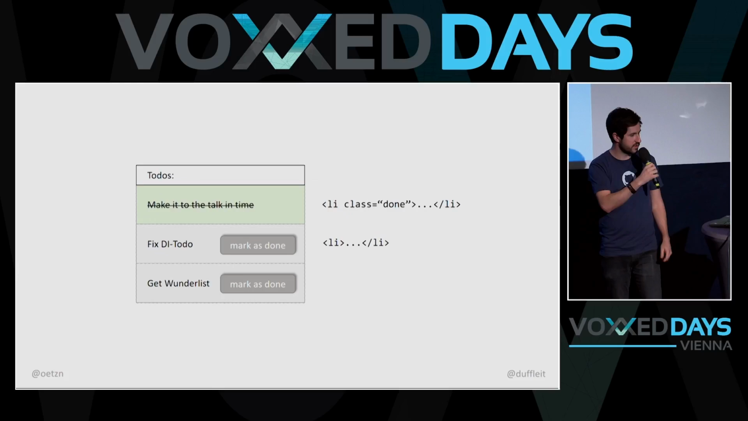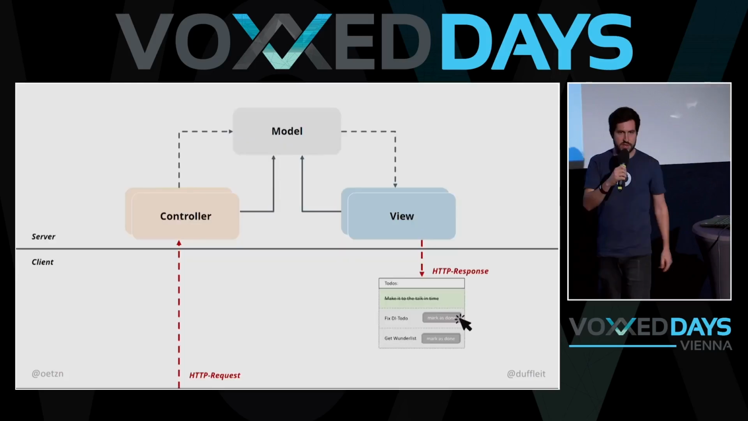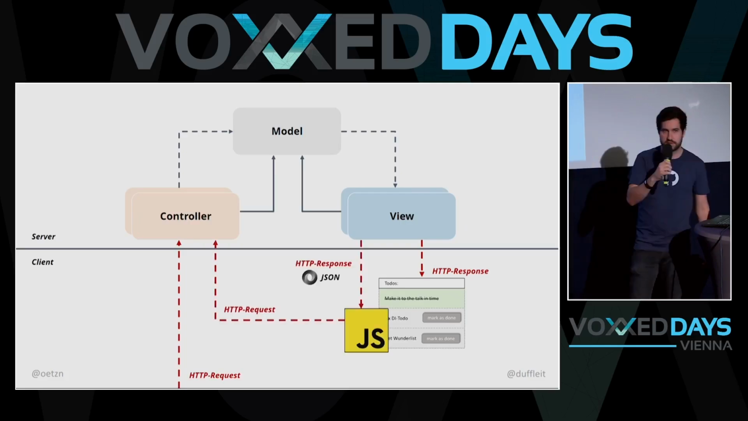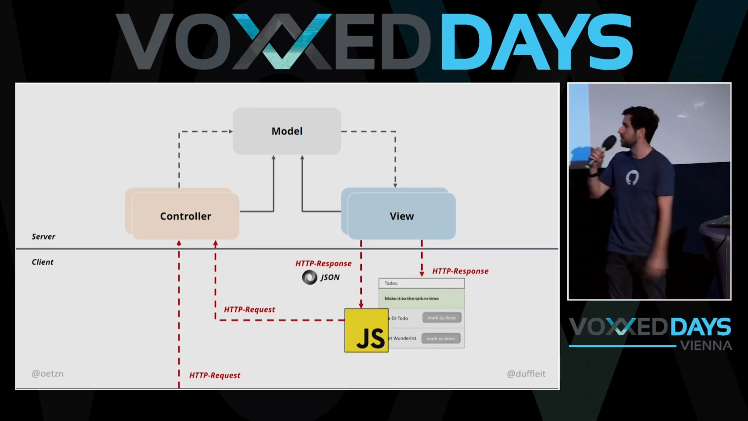So if we click on the button, we issue an HTTP request, and we get back a new view. Now this user experience sucks, because the whole view refreshes and the whole UI refreshes, despite the fact that we only want to make this little item green. So we introduce JavaScript, and if we do this, we make an asynchronous HTTP request, of course, and we get back some JSON, and then we just modify the HTML on the client.